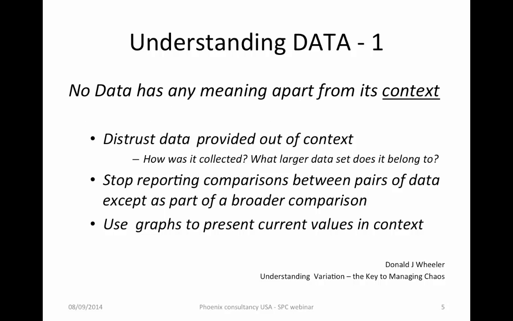Next, I'd like to discuss a couple of core principles for understanding data that I've extracted from one of Donald J. Wheeler's books, and he's a leading authority on statistical process control. The first core principle is that no data has any meaning apart from its context, and that leads us to three conclusions. Firstly, that we should distrust data that's provided out of context if we don't know how it's been collected or from what larger data set it belonged. Secondly, we should stop reporting comparisons between pairs of data, for example between one month and another, except as part of a broader comparison. And finally, use graphs to present current data values in context. It's far easier than looking at figures.